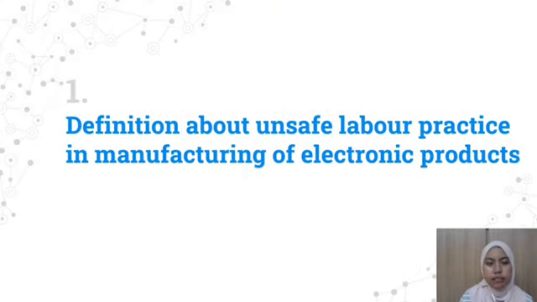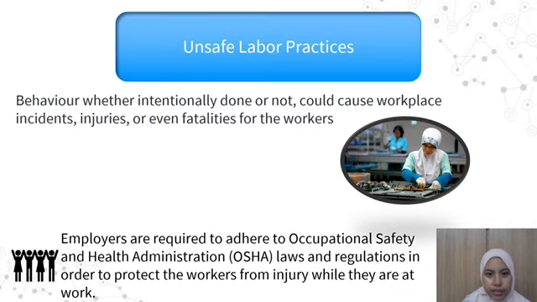About unsafe labour practice in manufacturing of electronic products. Unsafe labour practice can be defined as behavior, whether intentionally done or not, that could cause workplace injuries, incidents, or even fatalities for the workers. Employers are required to adhere to Occupational Safety and Health Administration (OSHA) laws and regulations in order to protect the workers from injury while they are at work.